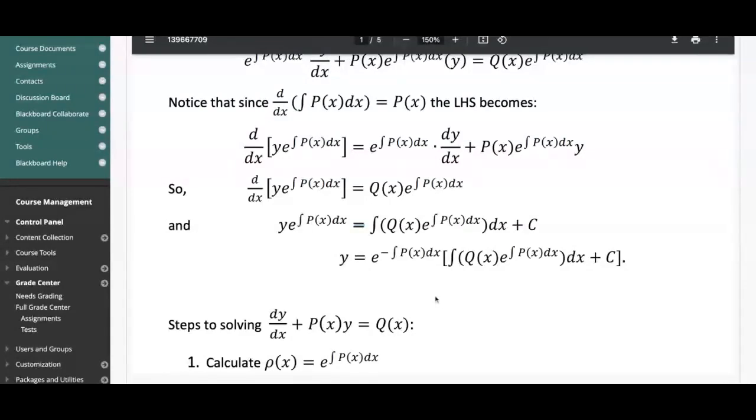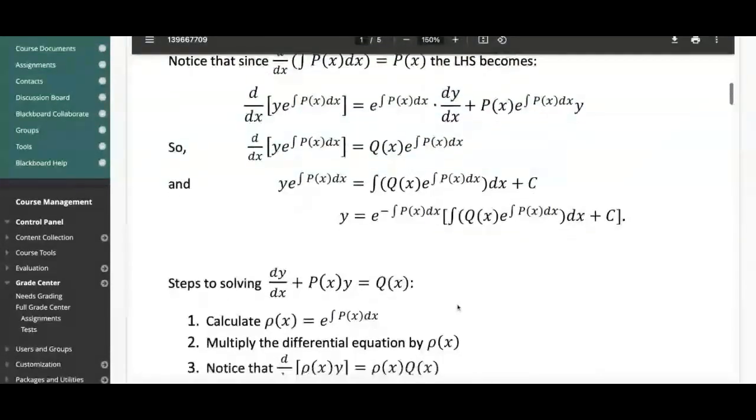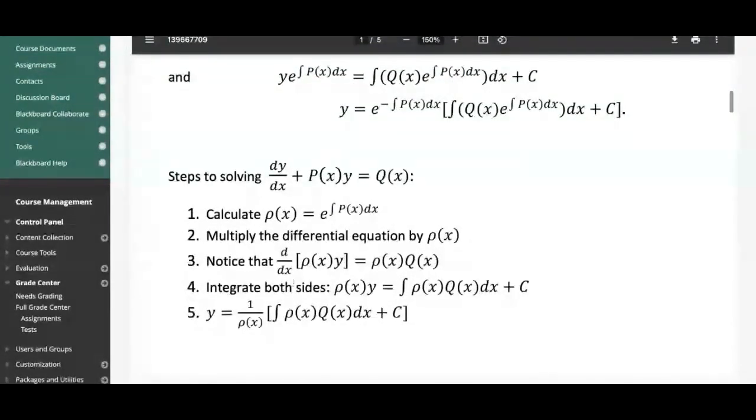Okay. So the notation is quite complicated, but let's see an example. So we'll come back to this. Let's see these steps first. So, steps of solving such an equation, okay? So first we calculate the integrating factor, all right?